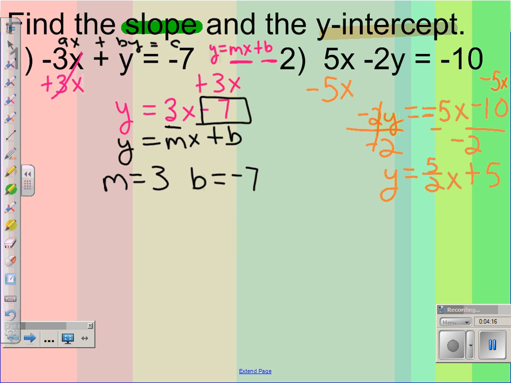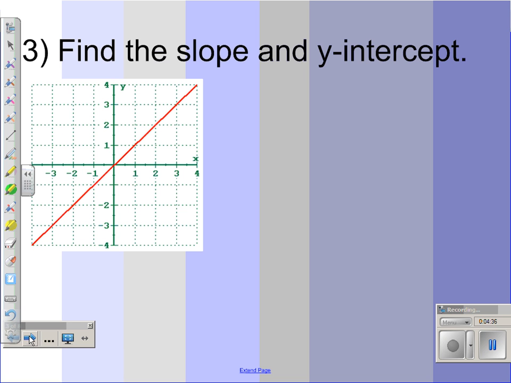Once the equation is in slope-intercept form, then I can easily identify m and b, or b, which is the y-intercept, and m, which is the slope. So that's how we're going to find the slope and y-intercept from an equation. Then we also will be given graphs. And so the same thing, I have to identify the slope and the y-intercept.